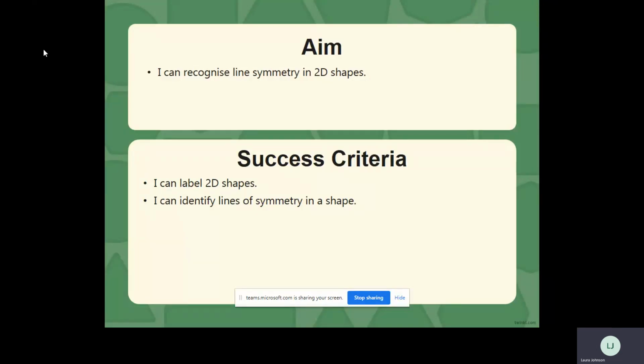Symmetry. So the aim of today's session is to recognise line symmetry in 2D shapes. Success criteria: I can label 2D shapes, which you should have done last week, and I can identify lines of symmetry in a shape.